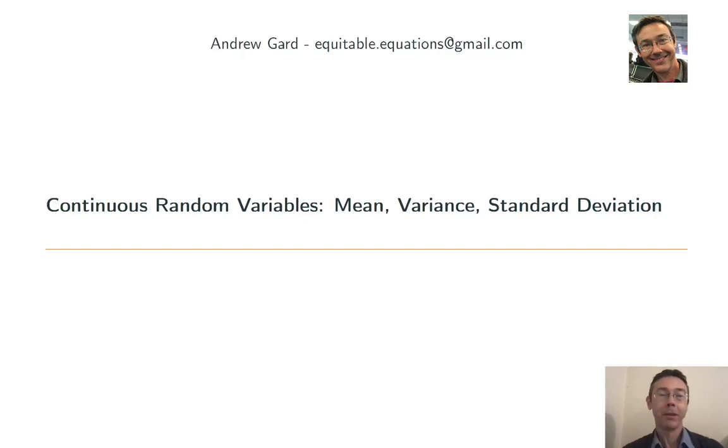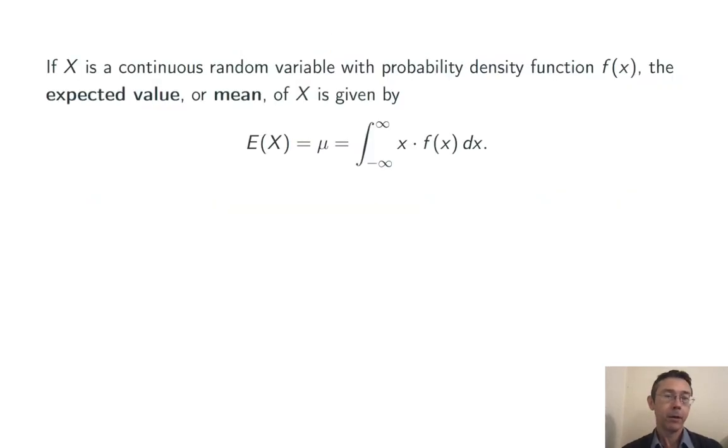Hey everybody. Today we're talking about the mean, variance, and standard deviation of continuous random variables. Let's start with the mean, also known as the expected value. If x is a continuous random variable with PDF little f of x, then the expected value of the random variable is just the integral of the values that the random variable can take weighted by the probability density. Formally, integral from negative infinity to infinity x times f of x dx.